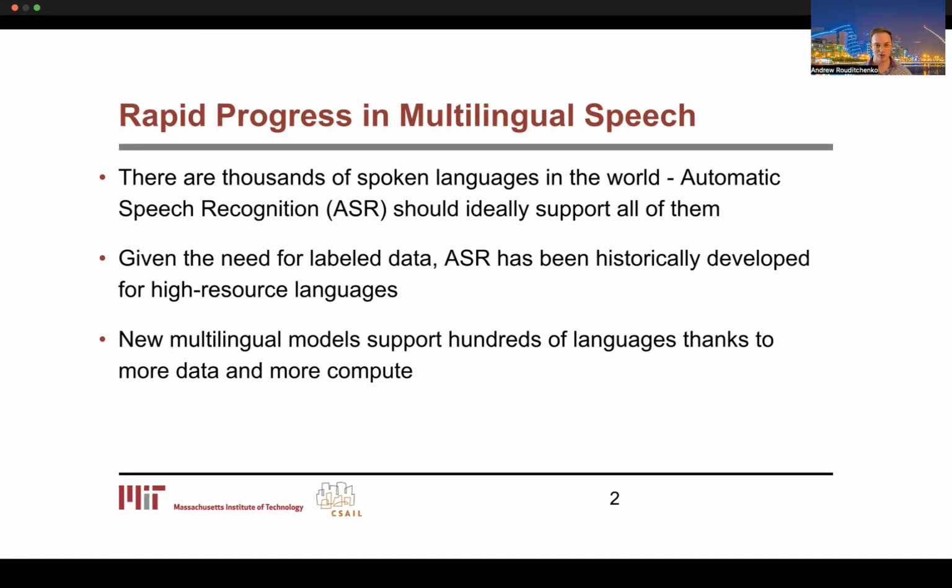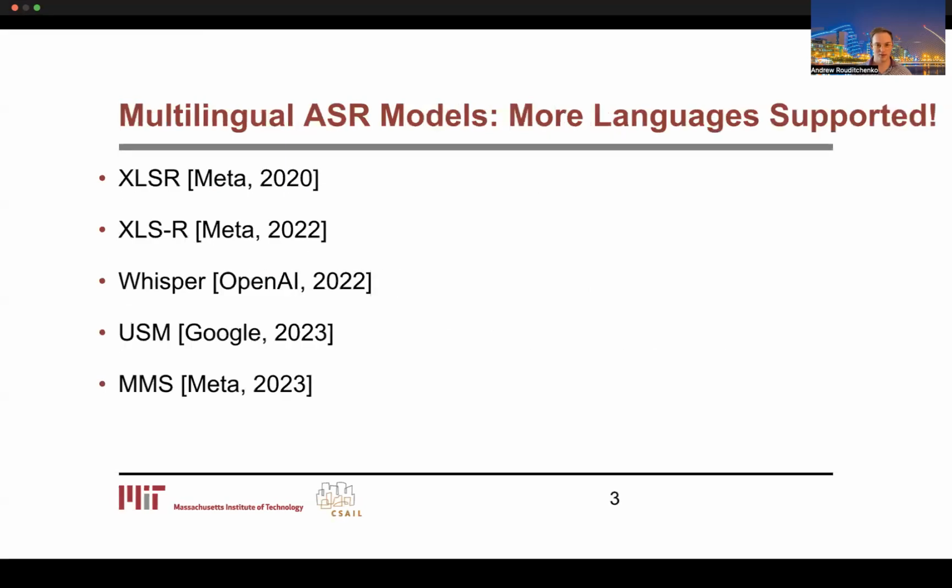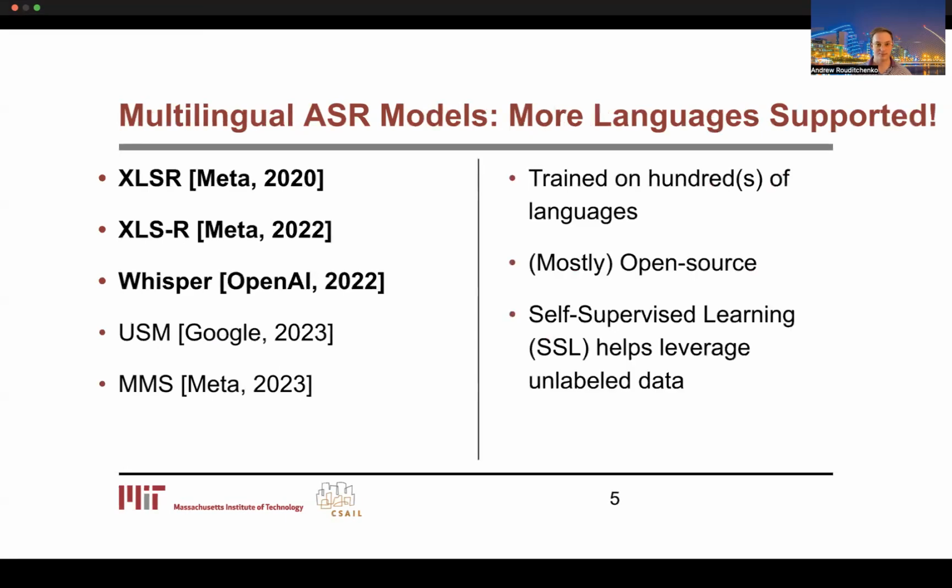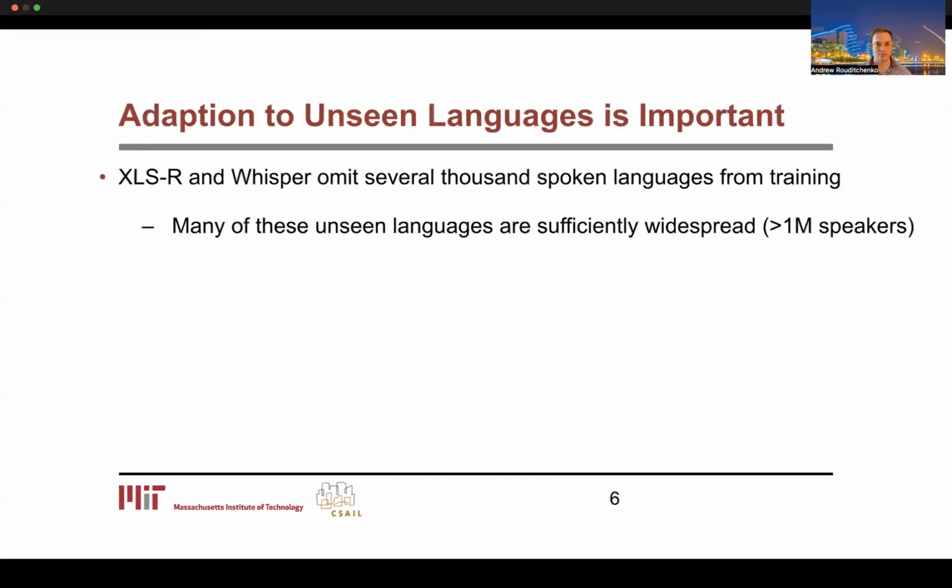New multilingual models support hundreds of languages thanks to more data and more compute. This is a list of multilingual models released in the last 3 years. These models were trained on hundreds of languages. They're mostly open source, and self-supervised learning helps leverage unlabeled data. In this work, we'll focus on the XLSR and Whisper models, which were available at the time of this work.